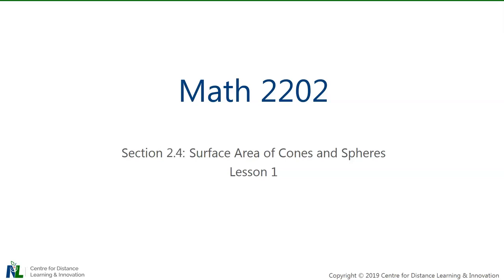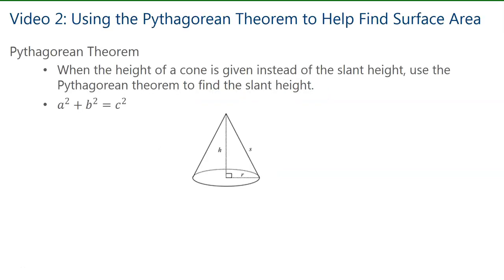Welcome back to Lesson 1. Here we'll see how the Pythagorean theorem can help us find surface area of a cone. So it says when the height of a cone is given instead of the slant height, so here's the height and here's the slant height, then we can use the Pythagorean theorem to find the slant height, because that's the value we're interested in for the formula.